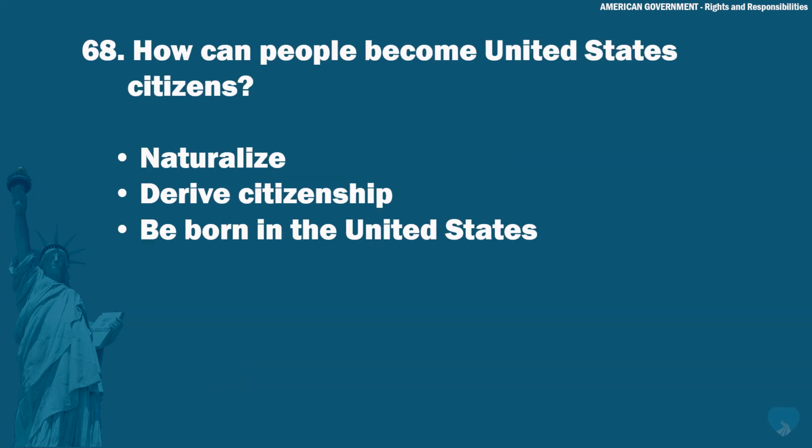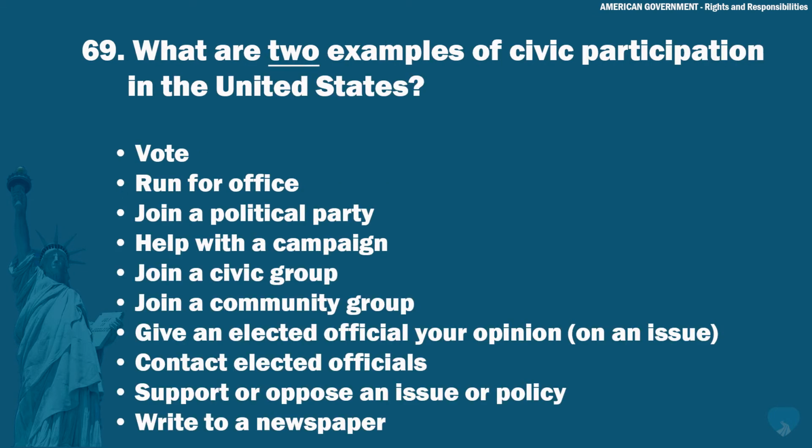Question 68. How can people become United States citizens? Naturalize. Derive citizenship. Be born in the United States. Question 69. What are 2 examples of civic participation in the United States? Vote. Run for office.